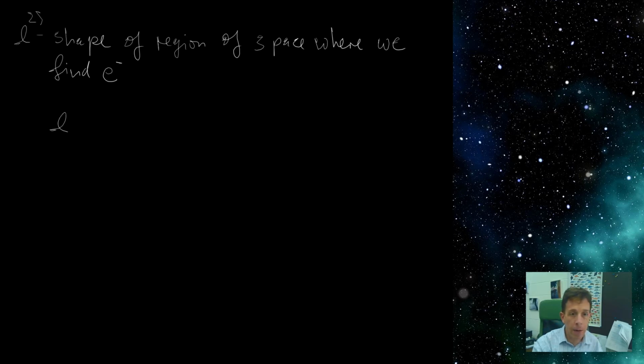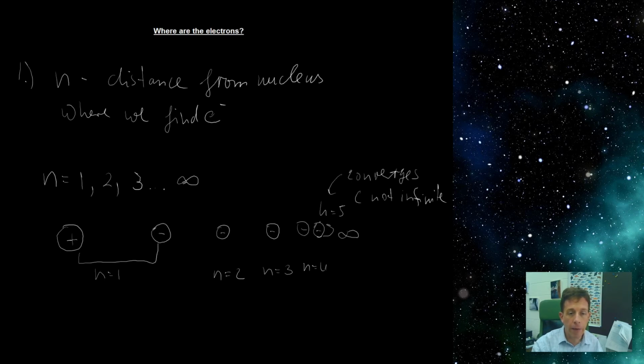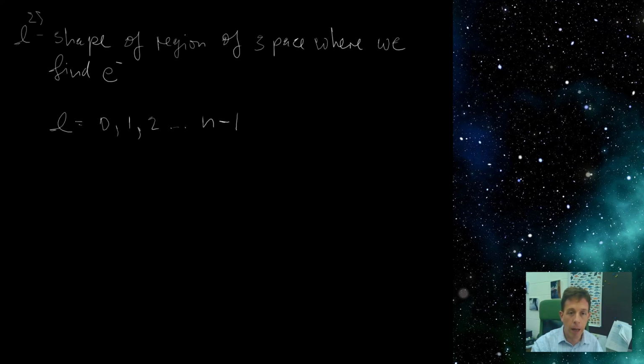And L can have the values 0, 1, 2, and so on and so forth, all the way up to n minus 1. Again, as we saw before, n can have whole numbers. So n can have numbers 1, 2, 3. It cannot be 3.1415 or anything like that. Always whole numbers all the way up to infinity. And likewise with L, it has the same pattern all the way up to n minus 1.